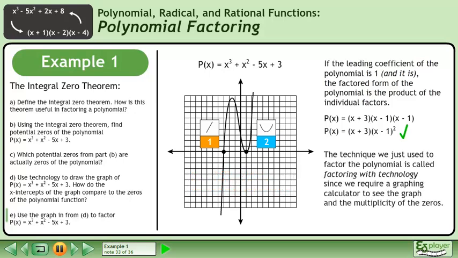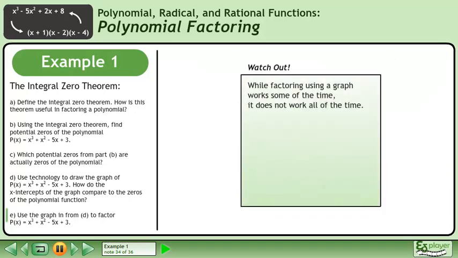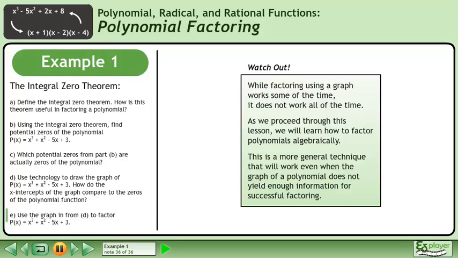The technique we just used to factor the polynomial is called factoring with technology, since we require a graphing calculator to see the graph and the multiplicity of the zeros. While factoring using a graph works some of the time, it does not work all of the time. As we proceed through this lesson, we will learn how to factor polynomials algebraically. This is a more general technique that will work even when the graph of a polynomial does not yield enough information for successful factoring.